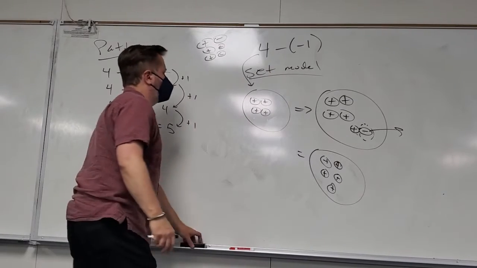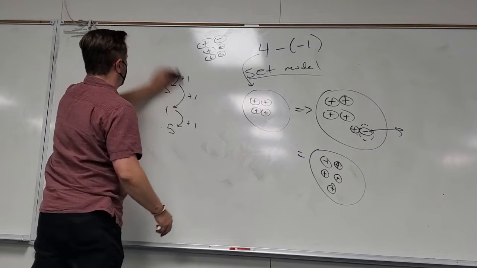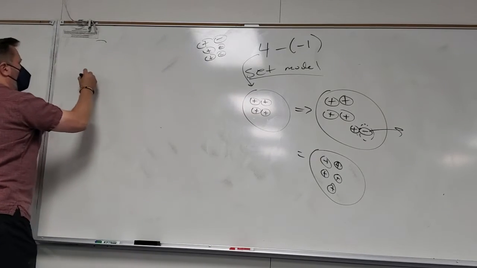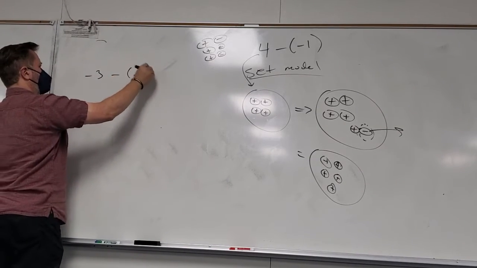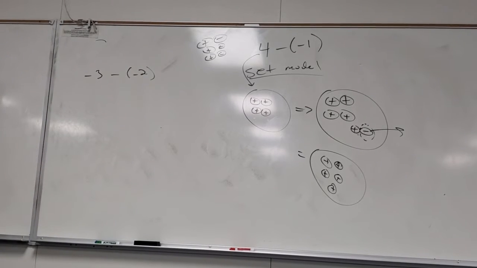So here's one we can do directly. This is not as weird as that one. Could you do -3 minus -2? This one's not going to be as trippy. It should be very direct.